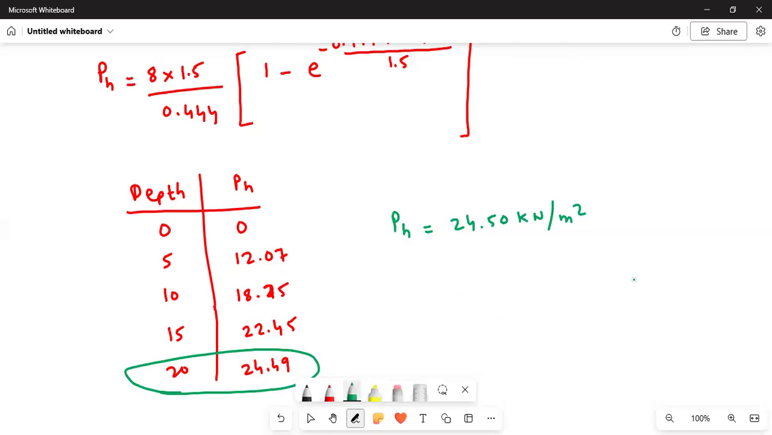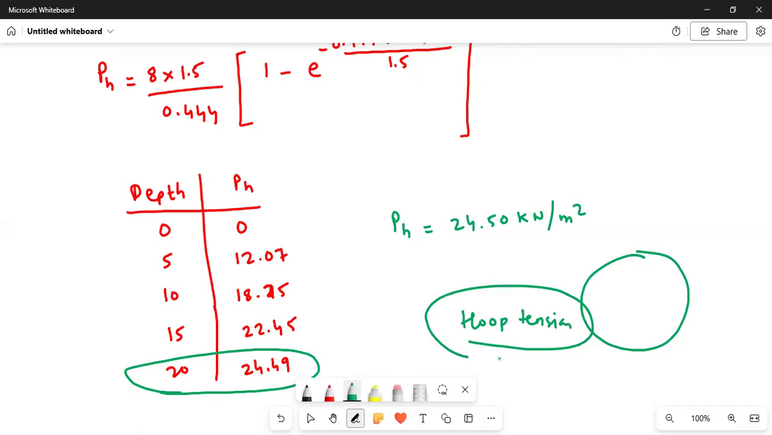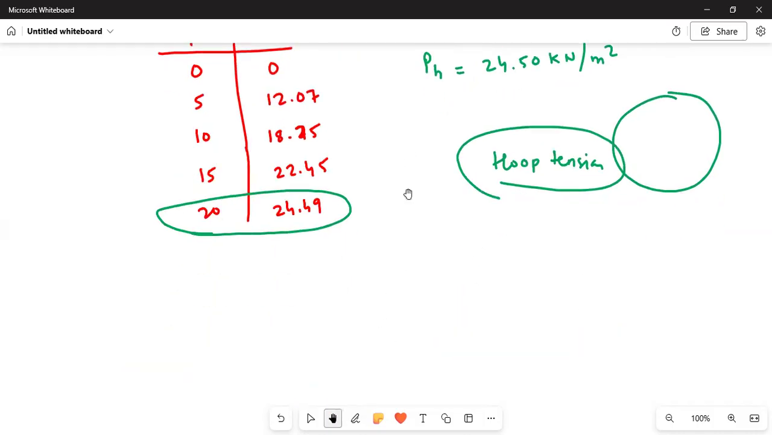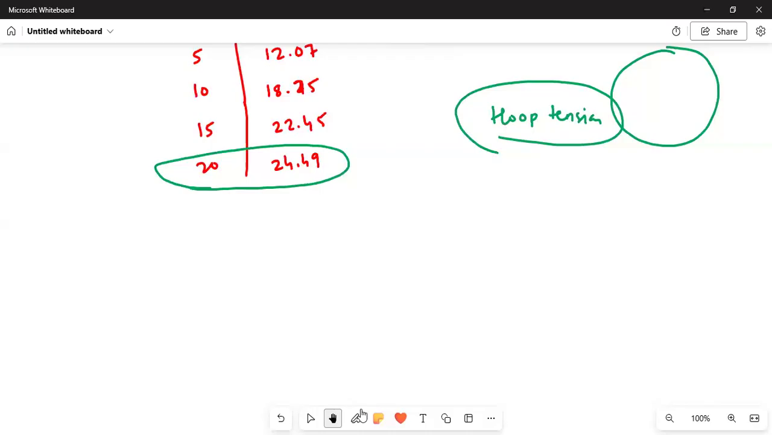Okay. Now you see the silos is circular, and circular silos or circular side wall will be subjected to hoop tension. Already we have seen when we designed the circular bunker, it is subjected to hoop tension. I know the formula of hoop tension. Okay, we got the pH. Now we will do step number two. Step number two is design of vertical wall.